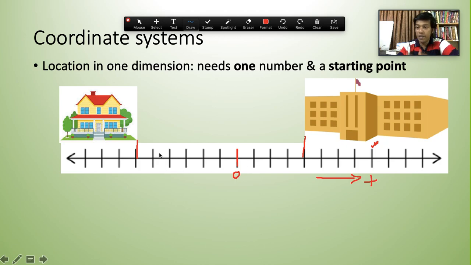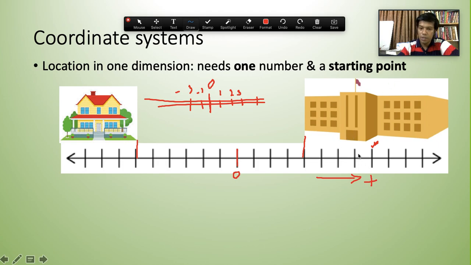So if we count anything based on one line, then we call it one dimension. Just a line. If we consider just one single line, on that line we can count different numbers. We set where 0 is. Suppose we set 0 here, then this is 1, this is 2, this is 3, etc. This is -1, -2, -3, like that. This side is negative, this side is positive. So to express location in one dimension, we need one number and a starting point.